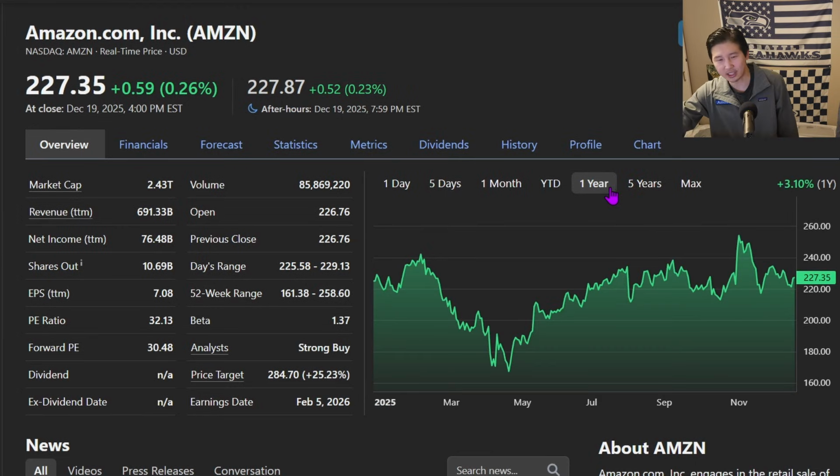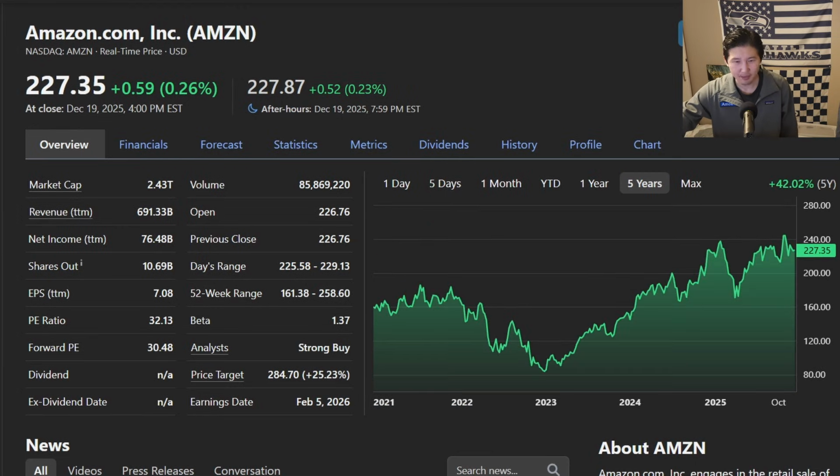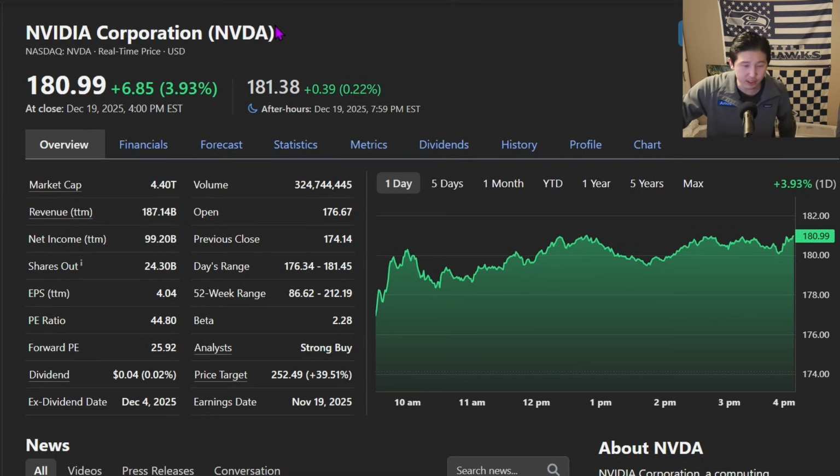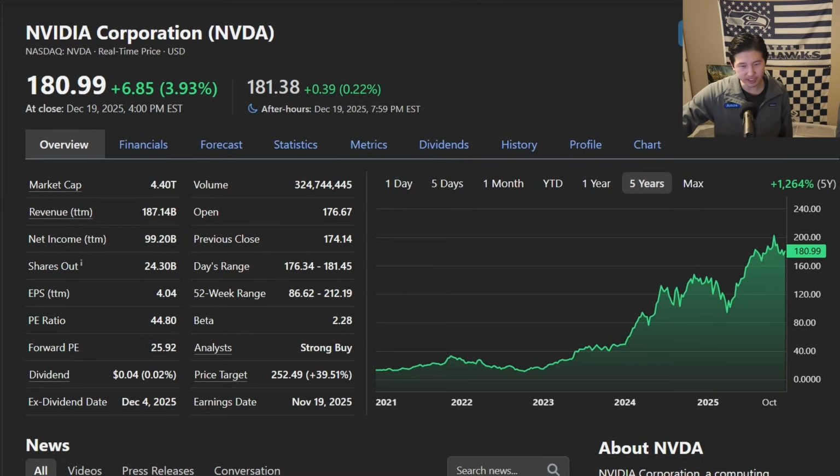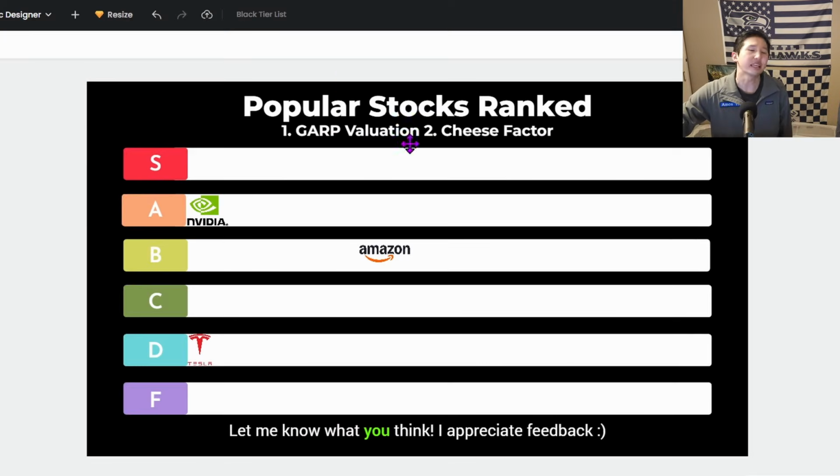Because in the past 1 year, 3% into the green. Past 5 years, during one of the biggest bull market runs in stock market history, only 42%. In contrast, if we take a look at Nvidia, past 5 years, 1,200% into the green, right? So even though I'm invested into Amazon, I know this might be controversial and an unpopular opinion, but I think Amazon's going to have to hang out in the B tier.